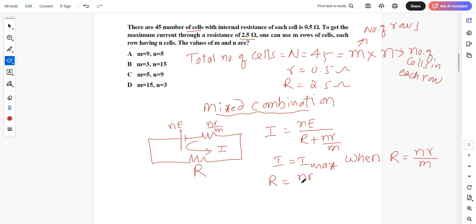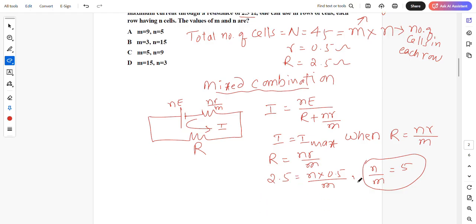What is the condition for I equal to Imax? R is equal to nr by m. They have given capital R as 2.5, which is equal to n into 0.5, divided by m. Therefore n by m will be equal to 5, because 2.5 divided by 0.5 is 5. Now I have n by m is equal to 5, and m into n is 45. I can write n is equal to 5m.